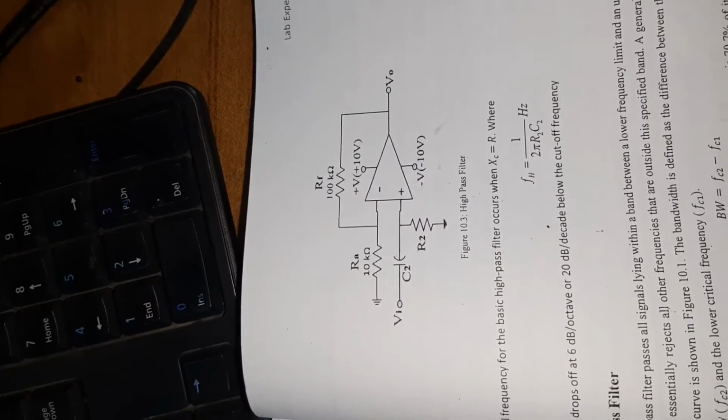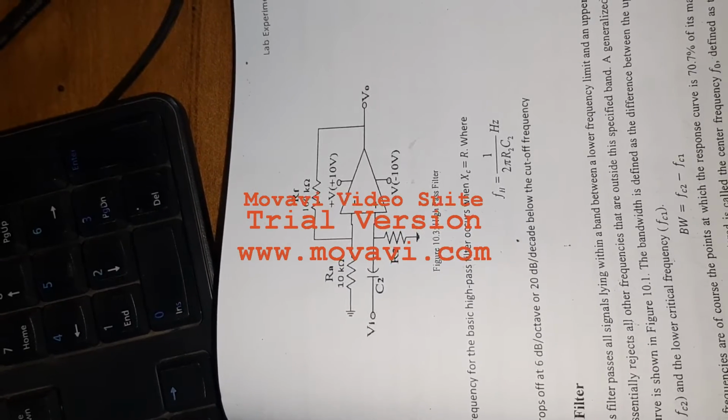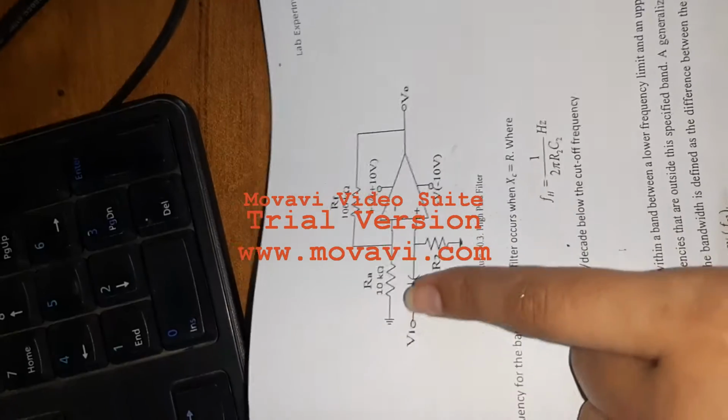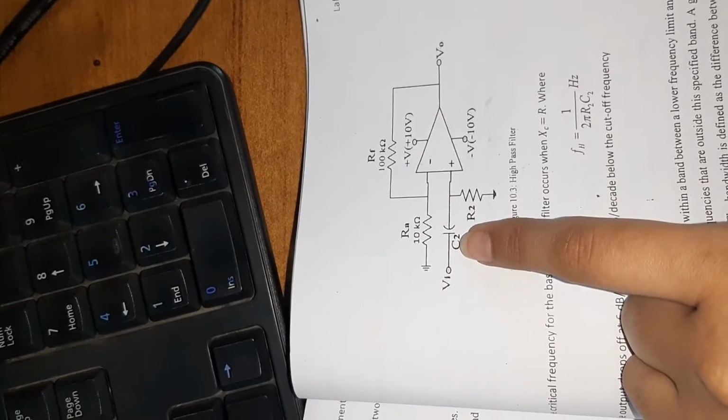The second task is about the high pass filter. This high pass filter is the same as the low pass filter, with the little difference that the positions of these two components are interchanged. You can see that in the low pass filter, the input is at the resistor, while in the high pass filter, the input is at the capacitor.